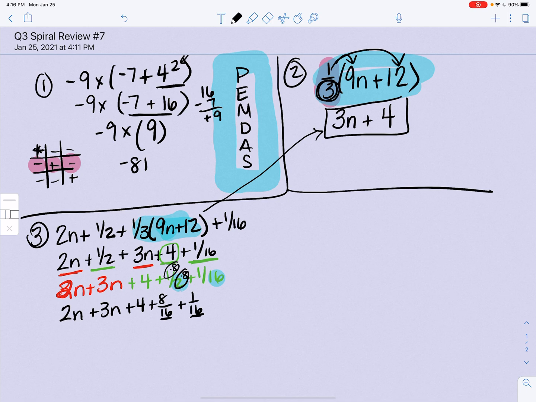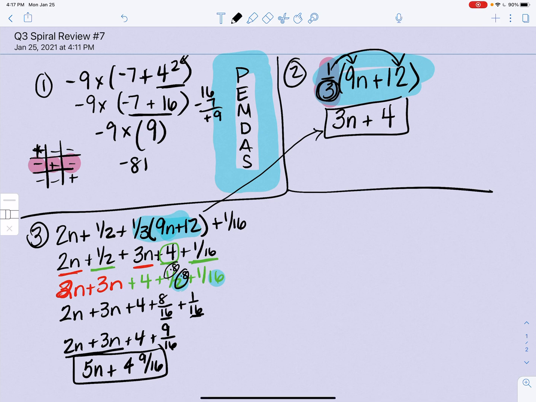Now that they have the same denominator, I can add them together in the next step. Bring down the 2n plus 3n plus 4 plus, I'm going to add the 8 plus 1 is 9 all over 16. So now I'm going to move from left to right with my addition. These two are like terms because they both have an n. So that means now I have 5n plus 4 and 9/16. So that should be the answer to number 3.